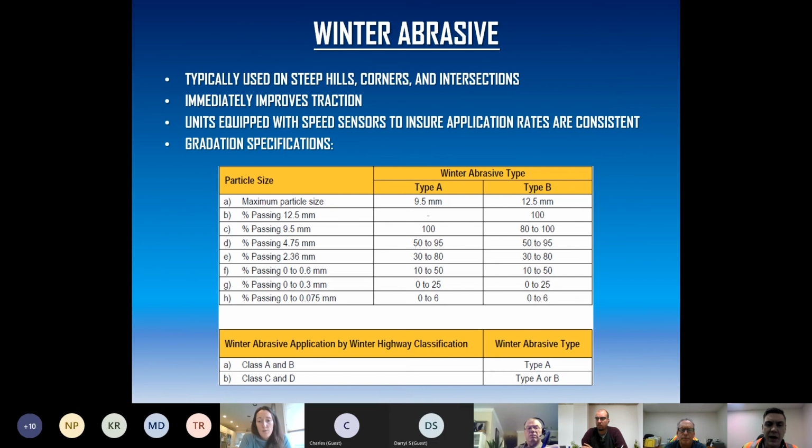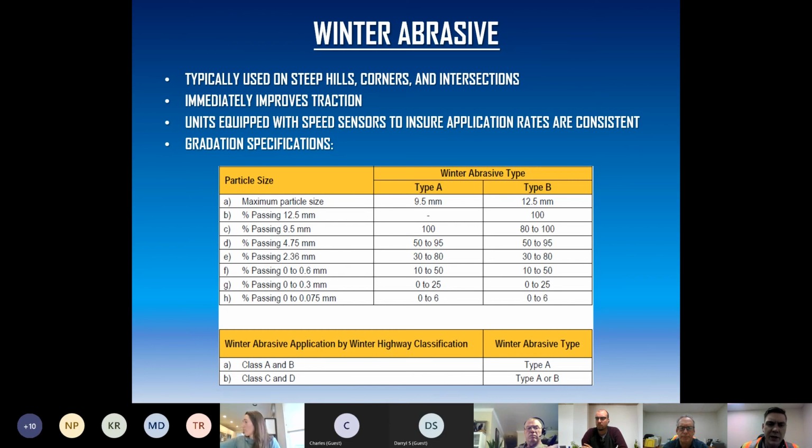Winter abrasive is typically used for steep hills, corners, and intersections. The benefit of winter abrasive is that it immediately improves traction. Salt has a time frame in which it has to react and begin to melt and break down into that liquid that'll melt the snow and ice. And as everybody knows, when you sand a road, typically you drive carefully and it's okay winter driving conditions.